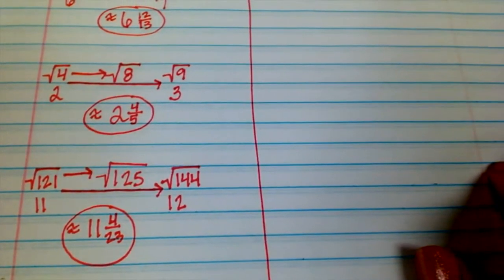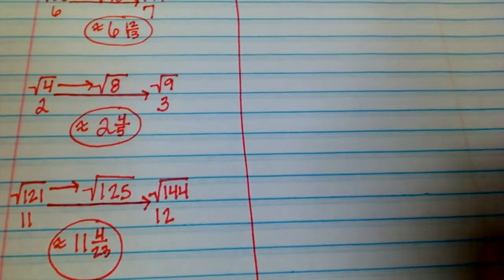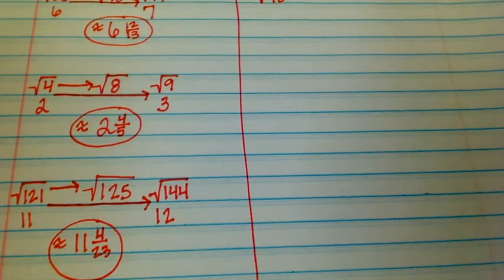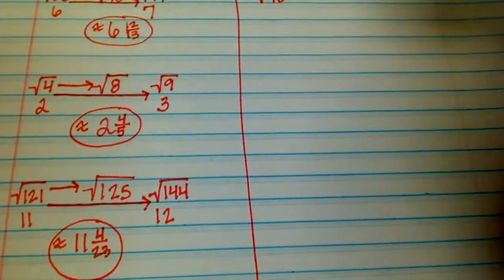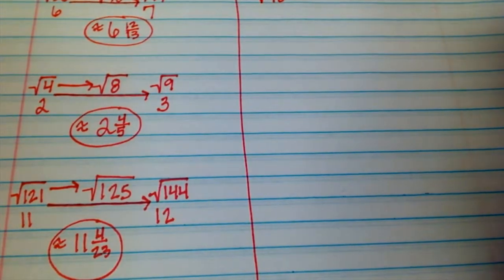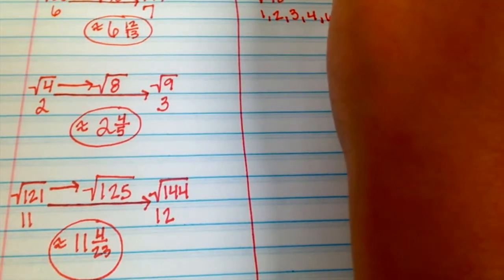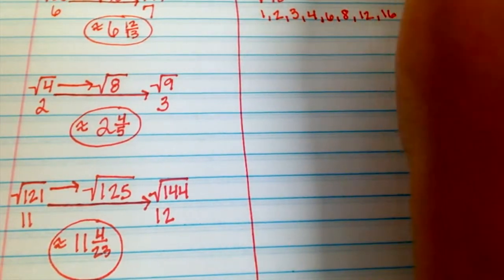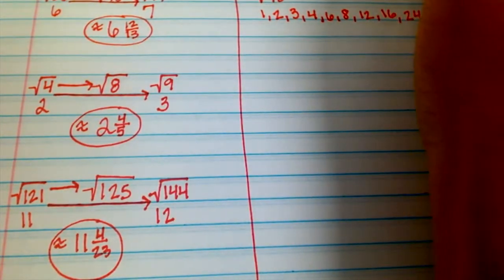Okay, now let's simplify each of these. So we have the square root of 48, and I'm going to list the factors of 48 rather quickly just to help us out on time. But you'll be expected to know how to factor numbers on your own. So we have 1, 2, 3, 4, 6, 8, 12, 16, 24, and 48.